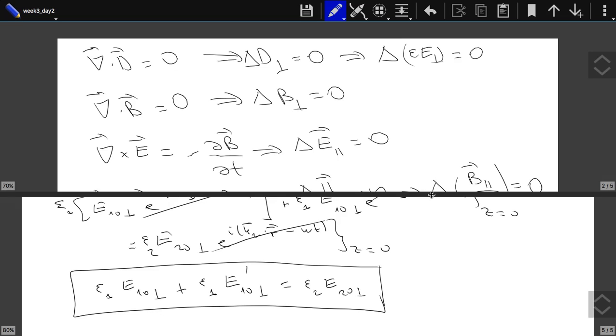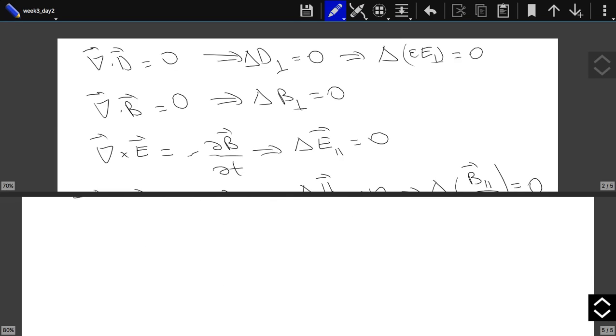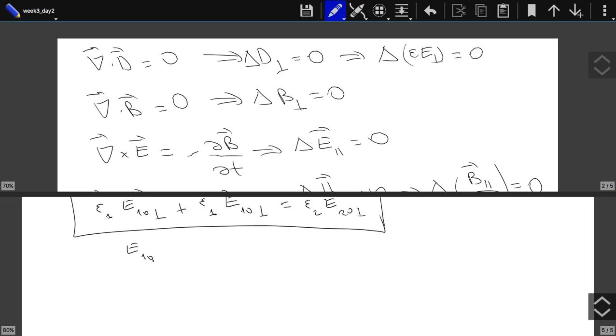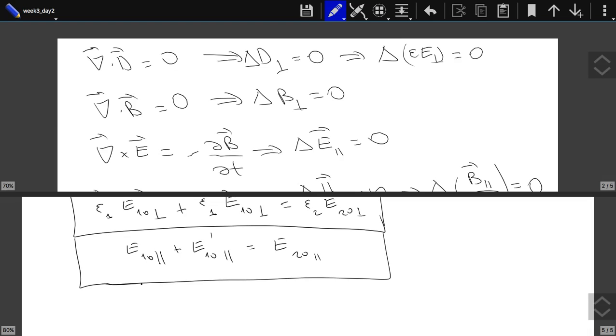Well, we have the continuity of the parallel component of the electric field. The parallel component of the electric field will give an equation just like of this form, but we don't have the epsilons. So E10 parallel plus E10 prime parallel should be equal to E20 parallel. So this should be satisfied so that this third boundary condition is satisfied. And then finally we have one more condition.